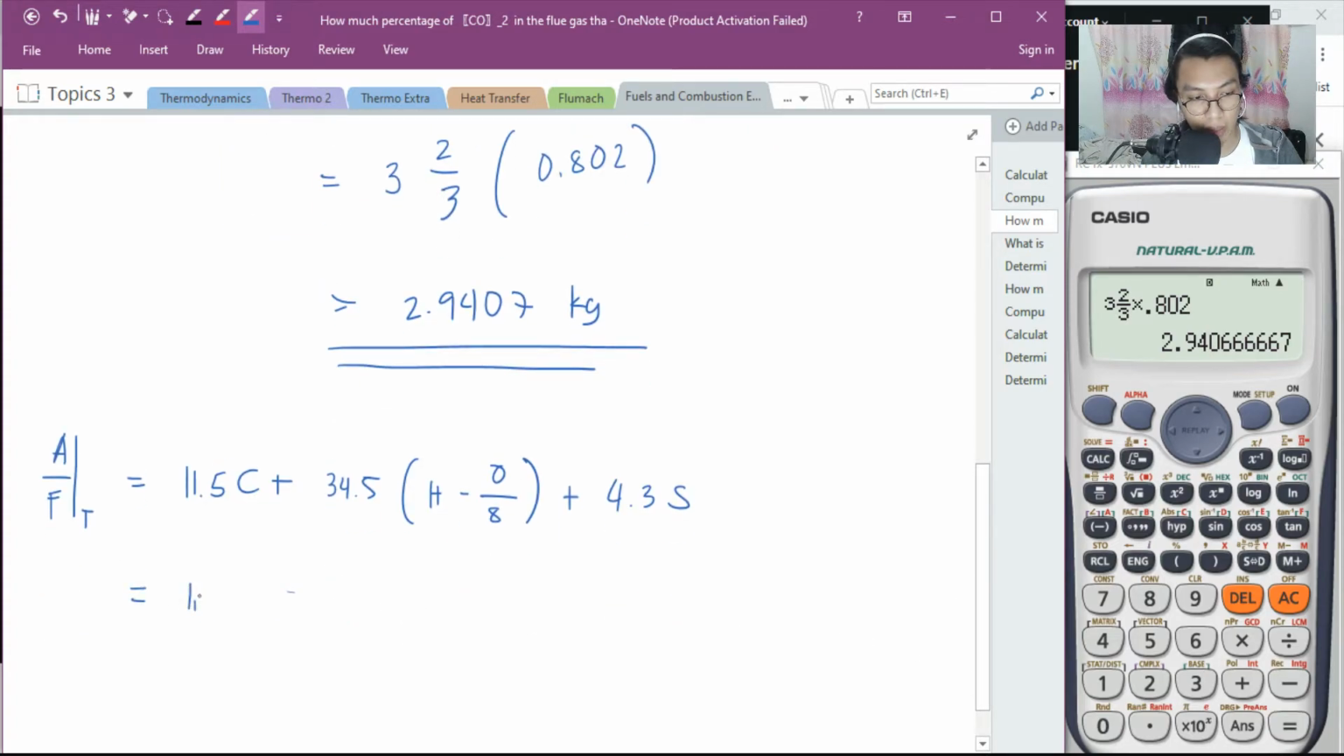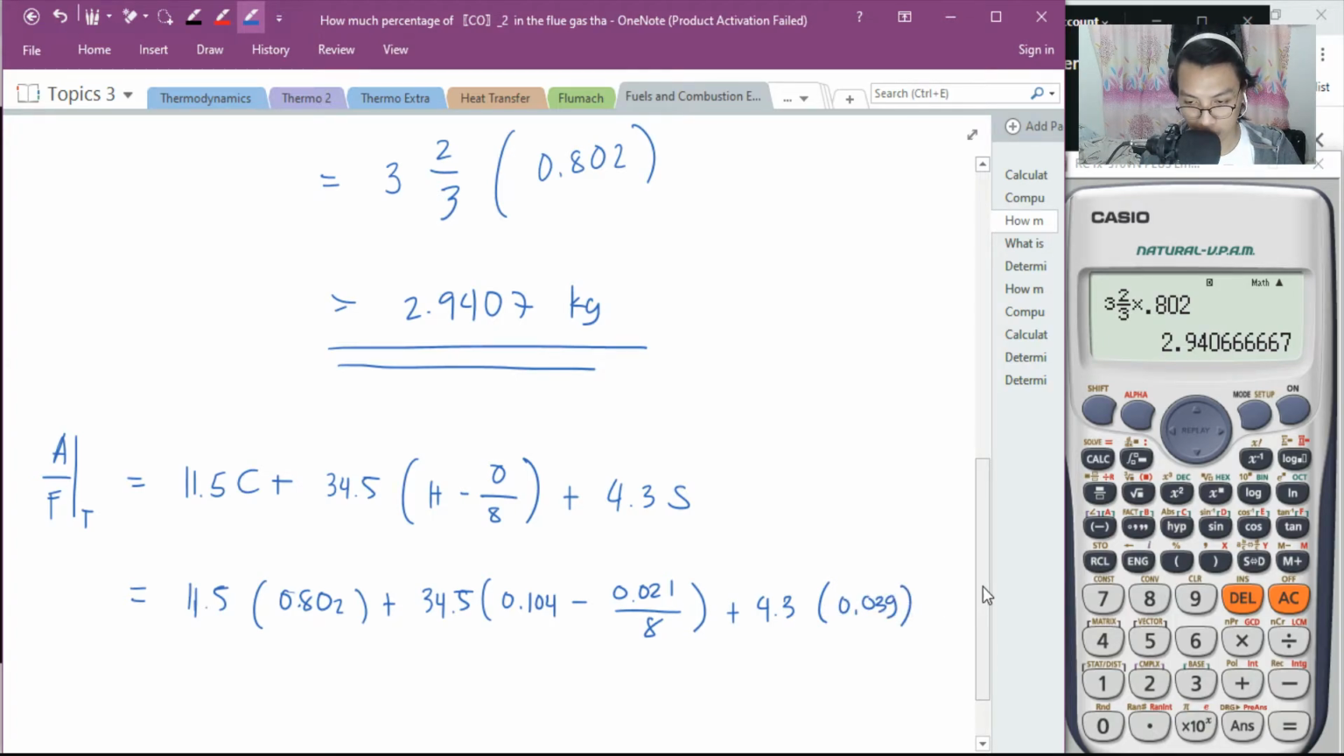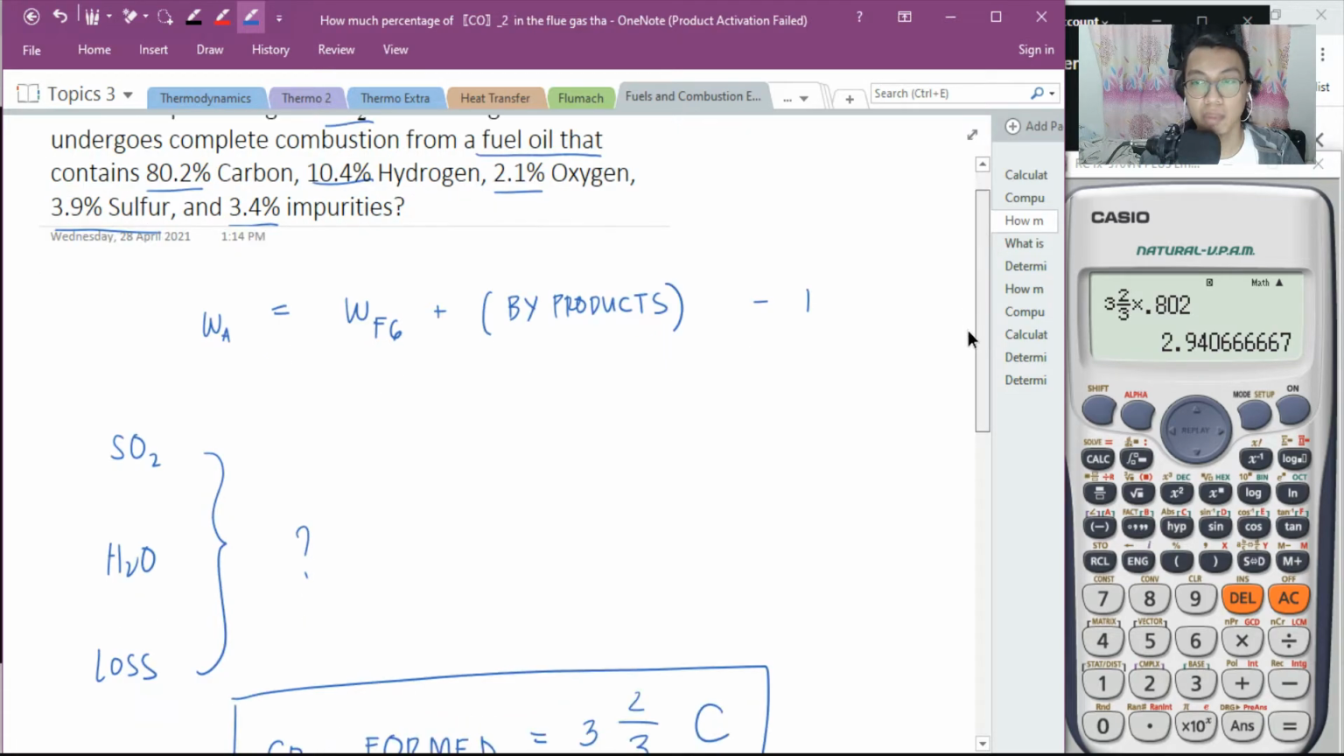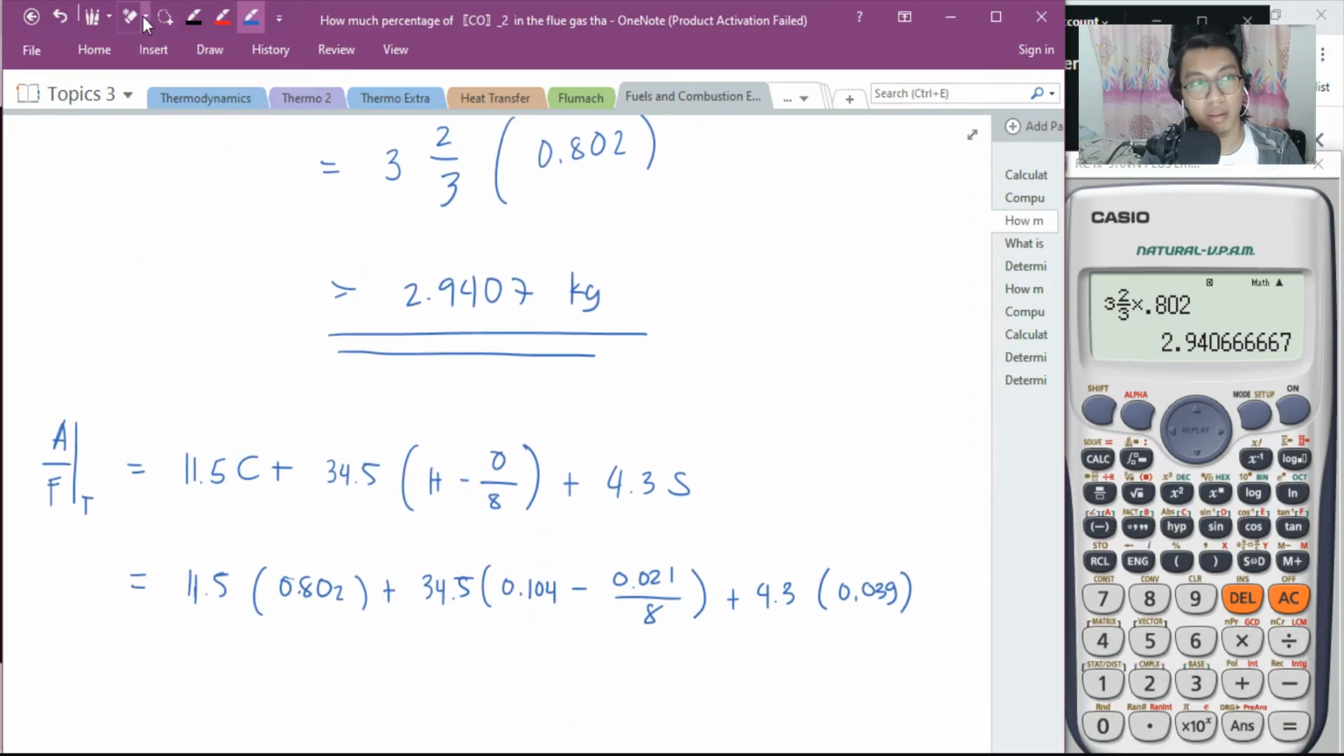So that is 11.5 nung 0.802 plus 34.5 nung 0.104 minus 0.021, hindi ako nagkakamali sa pagkaalala, divide by 8, plus 4.3 nung sulfur 0.039. Check natin. That is 3.4.